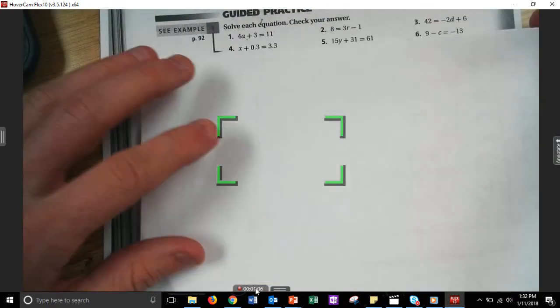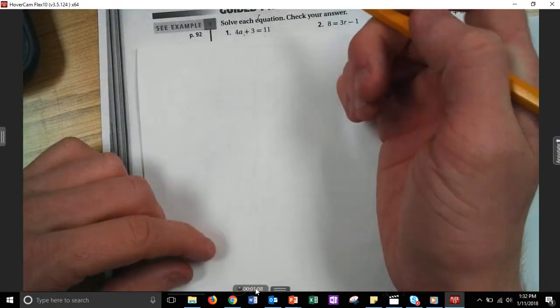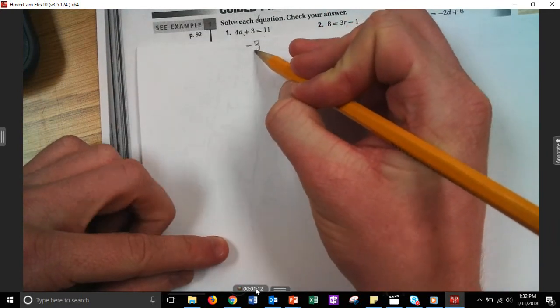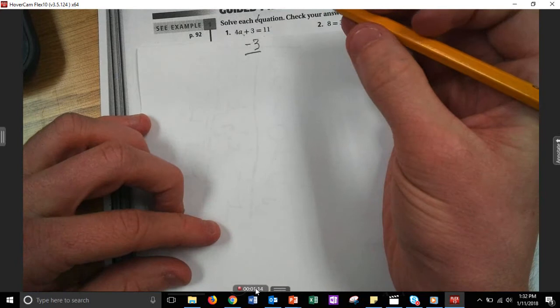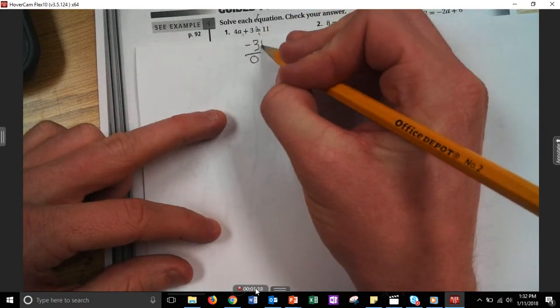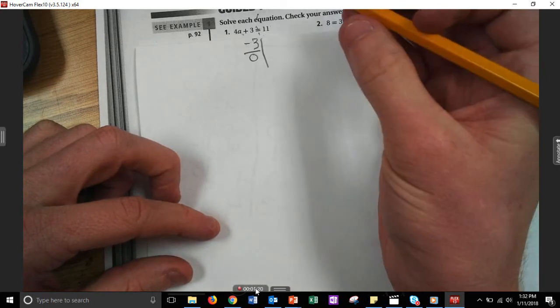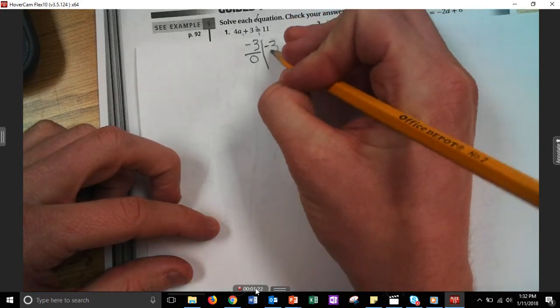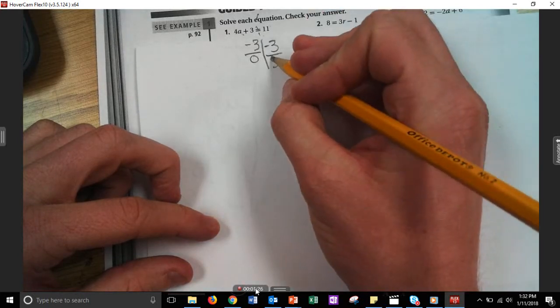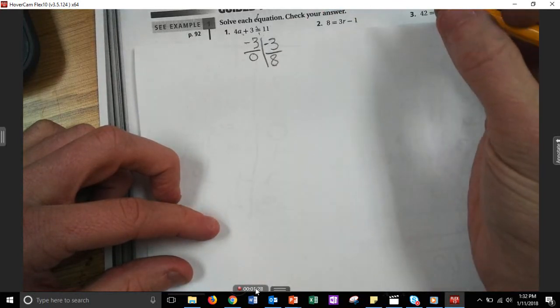There we go. So our first step we need to do is subtract 3 from this problem. And if we do positive 3 minus 3, we get 0. We can draw our line, and we have to balance it out. What we do to one side, we do to the other side. So then 11 minus 3, we get 8. And we drop down the equation.